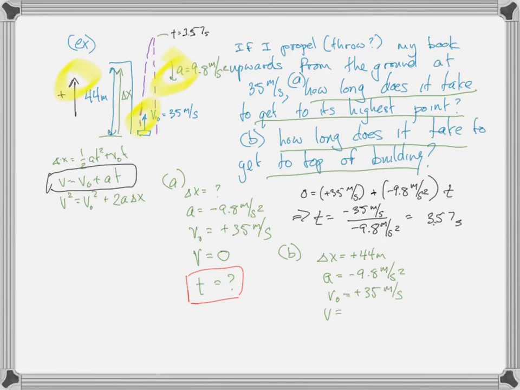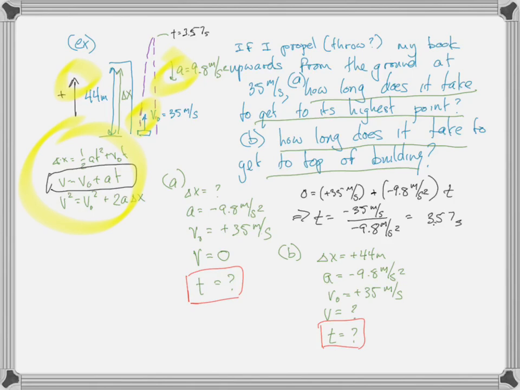V is still 0? Nope. What is V? V is an unknown. I don't know what the velocity is when it reaches the top of the building because it's still moving when it reaches the top of the building. It goes past the top of the building. That's unknown, but we don't actually need to know it. And t is an unknown, and that is what we want to know. So we're looking for this t here. We've written down everything we know, and now we just have to manipulate our equations.